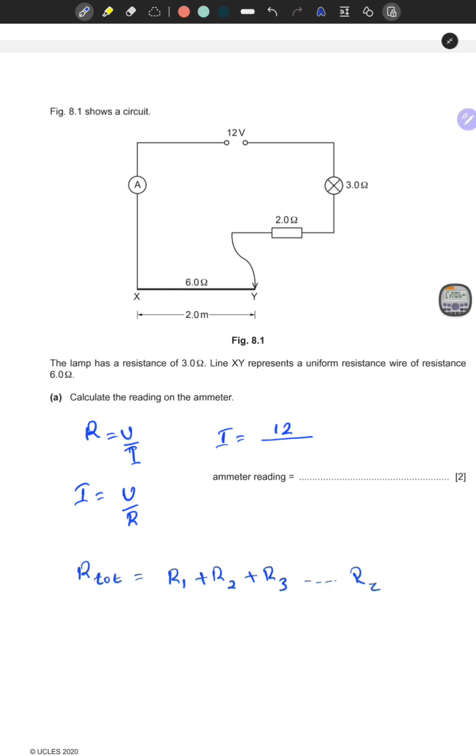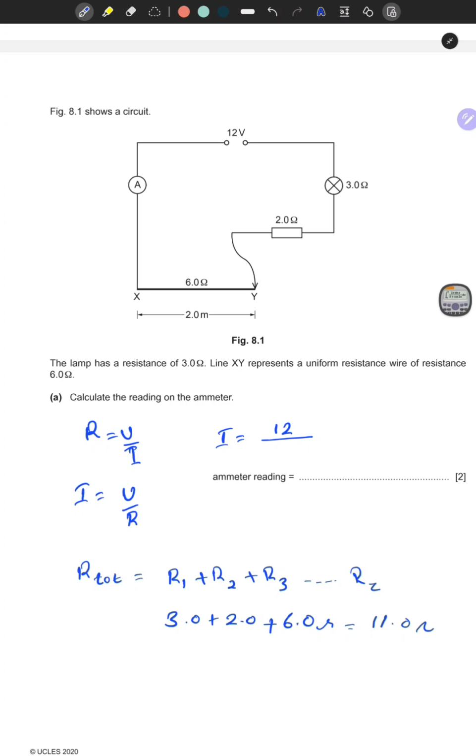So I have the 3 ohm from the lamp, so 3 plus the 2 ohm from the resistor, so we have the 2 here, and I have the 6 ohm from line XY, plus 6 here. That will be equal to 5 plus 6, 11. So a total of 11 ohms.